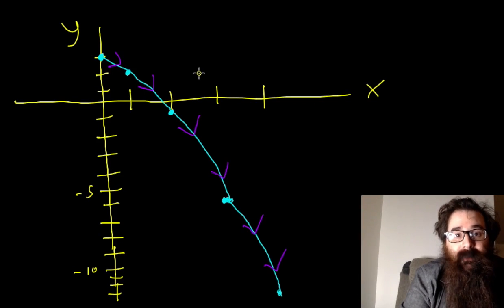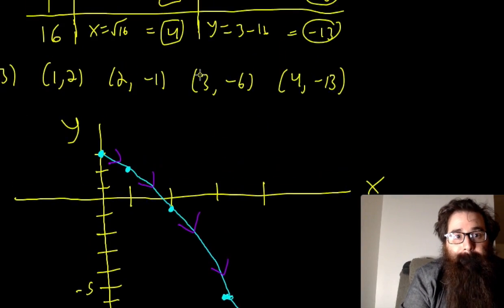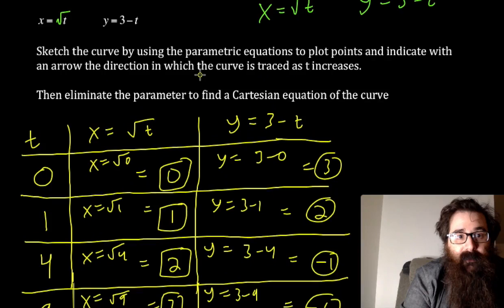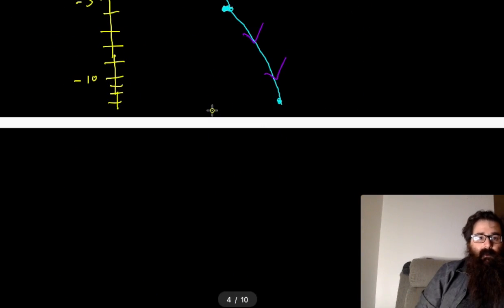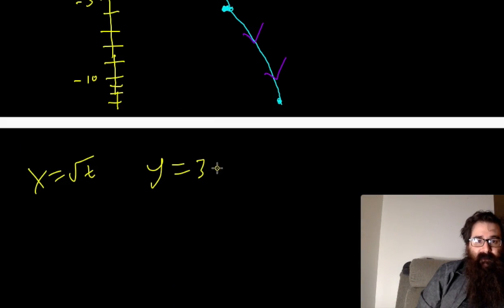Now I would like to eliminate the parameter t and try to work with some Cartesian representation. Now I can do this. Let's go back. So we had x is square root of t. Y is 3 minus t.